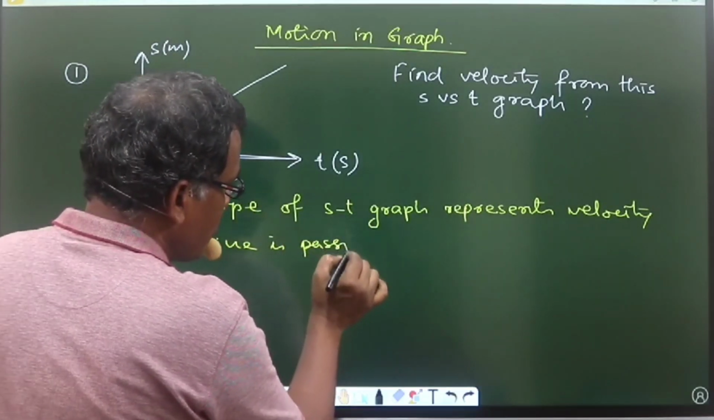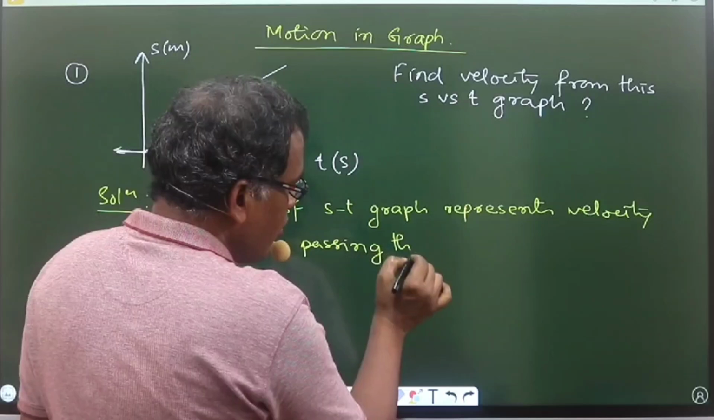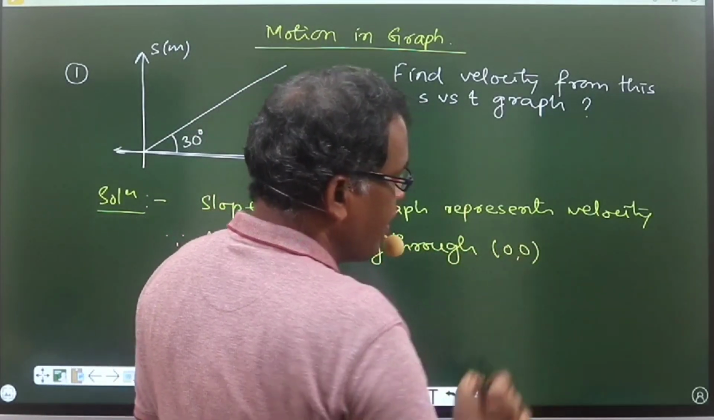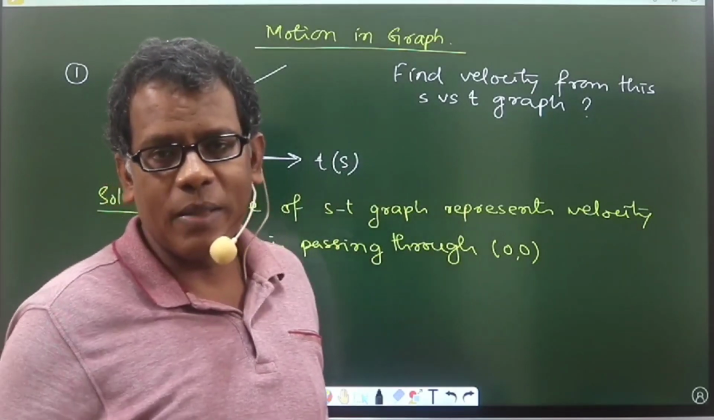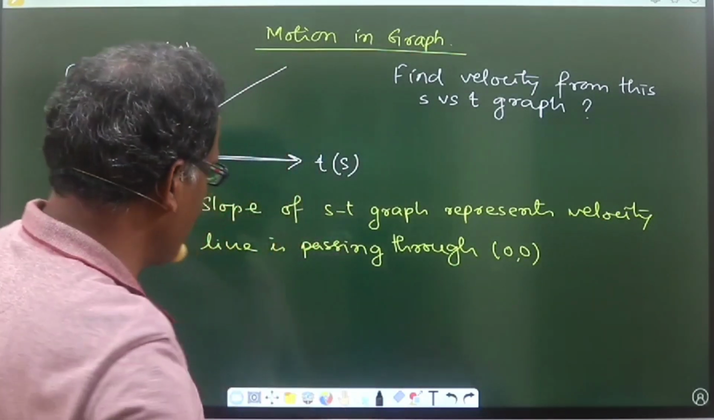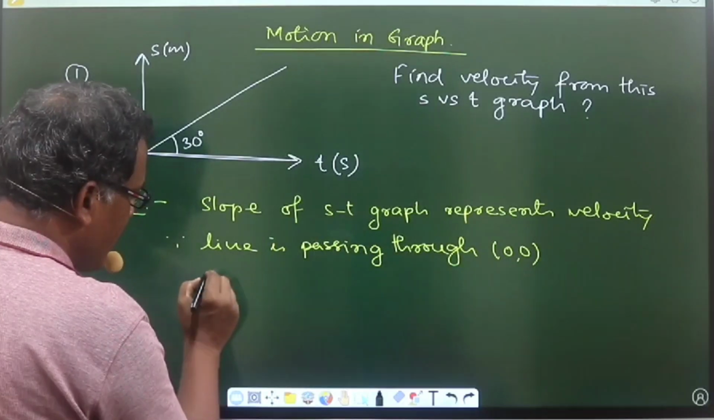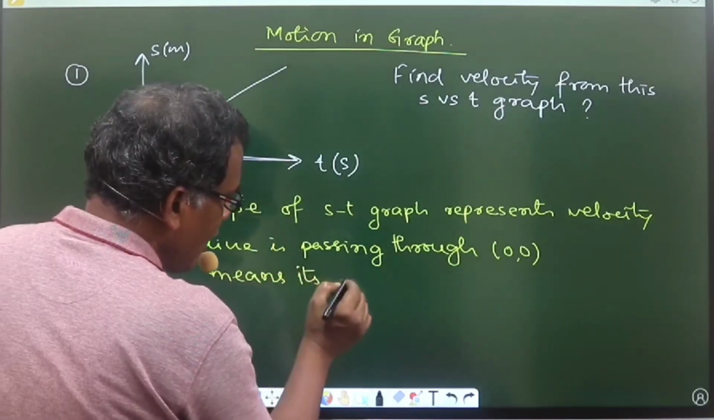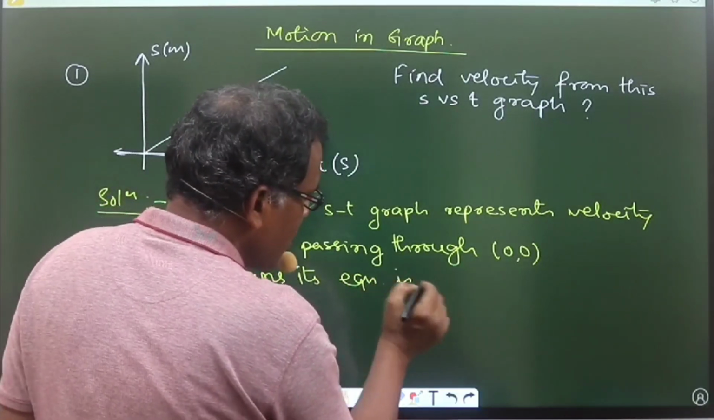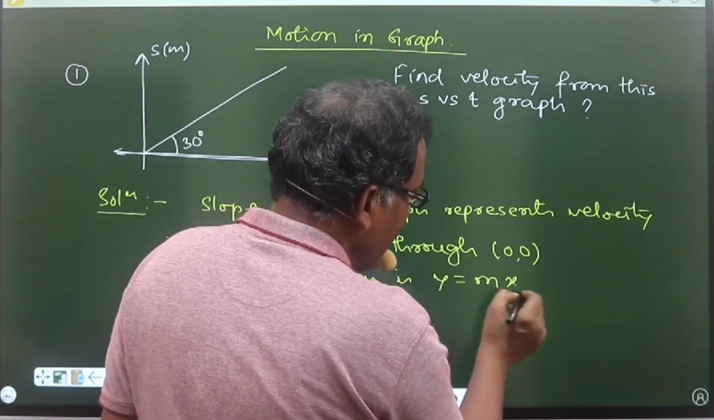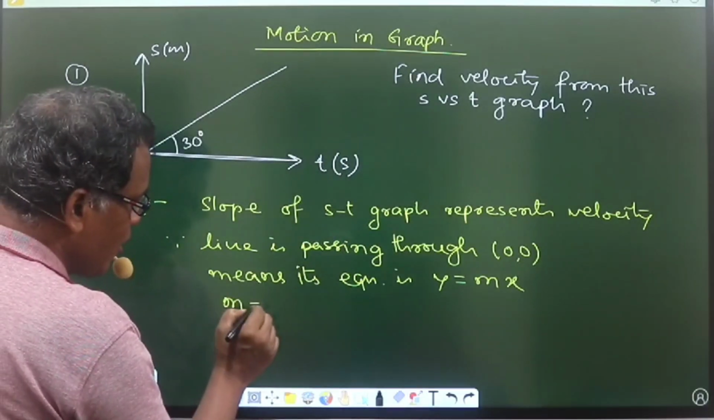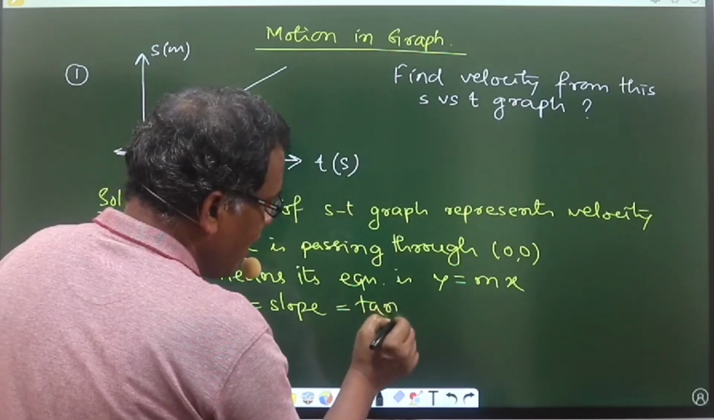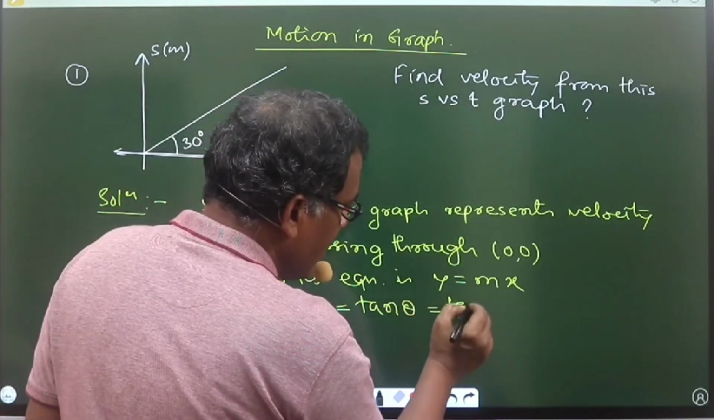we know that since the line is passing through origin, right? Passing through origin, we can say origin coordinate is 0, 0. So whenever we refer to the point 0, 0, it speaks about the point origin only. So the line is passing through 0, 0, which means its equation is y is equal to mx, right? So m is equal to the slope of the line, and this is decided by tan of the angle it makes with the time axis.